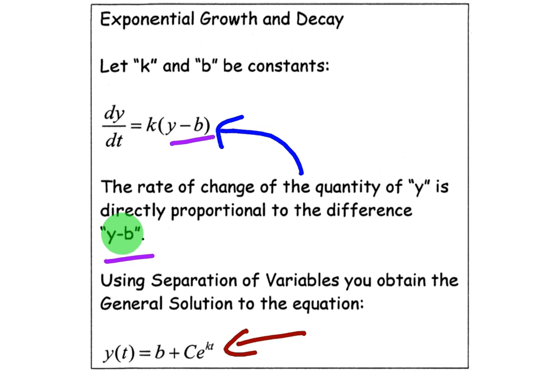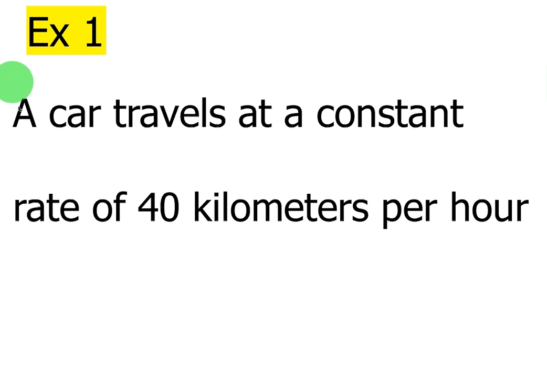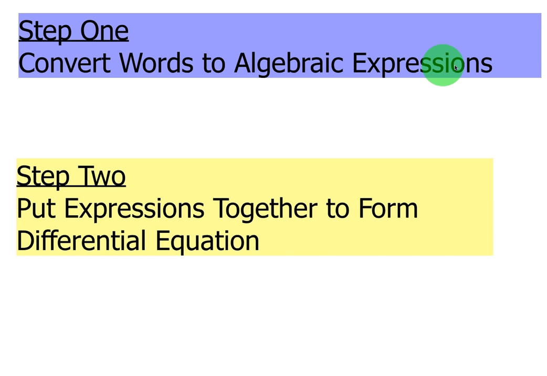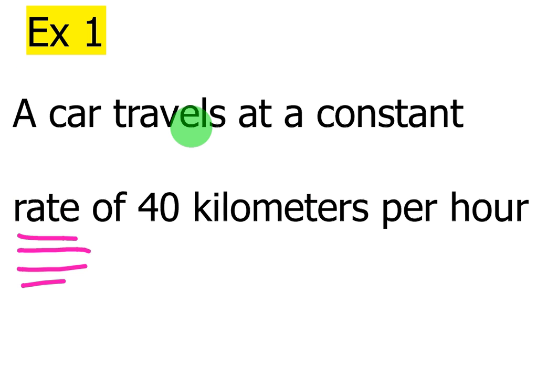Let's get to some examples. A car travels at a constant rate of 40 kilometers per hour. So you might be thinking, well, how do I know this is a differential equation? Well, the key word here is rate. Again, every time you have a rate, you have a differential equation. So let's go through the steps to converting this to a differential equation. Step 1 is convert words to algebraic expressions.